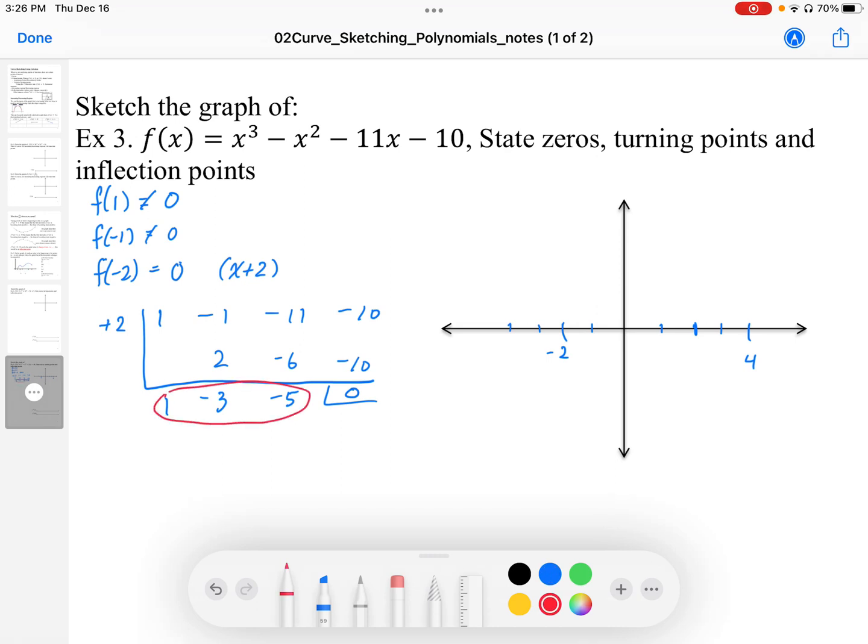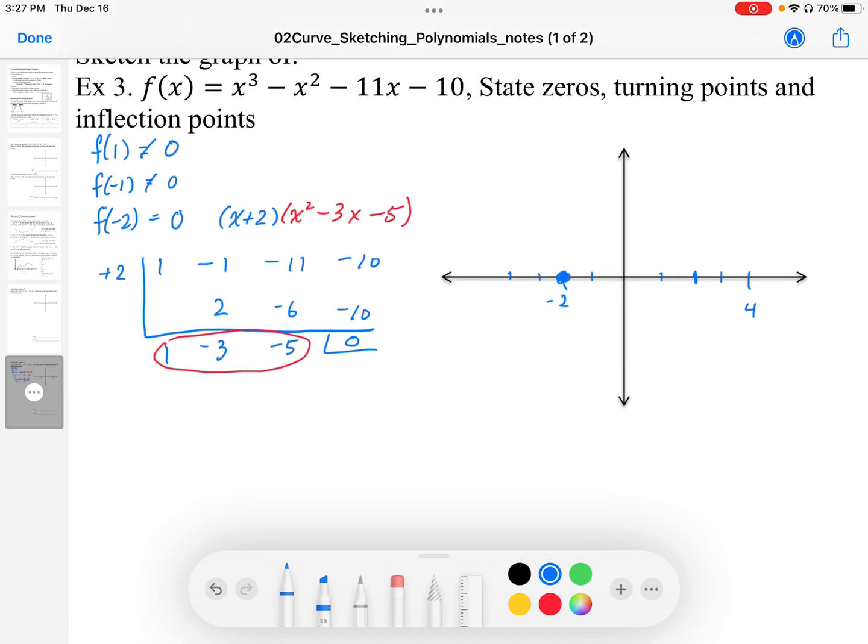These coefficients then give me the quadratic x squared minus 3x minus 5. Okay, so there's my quadratic. I have my 0. I've got one of them at negative 2. Okay, and it goes through there. I just have to find the other one. I'm going to try factoring this, but there's no two numbers that multiply to negative 5 and have difference of 3. So I'm going to use the quadratic formula to solve for that x.